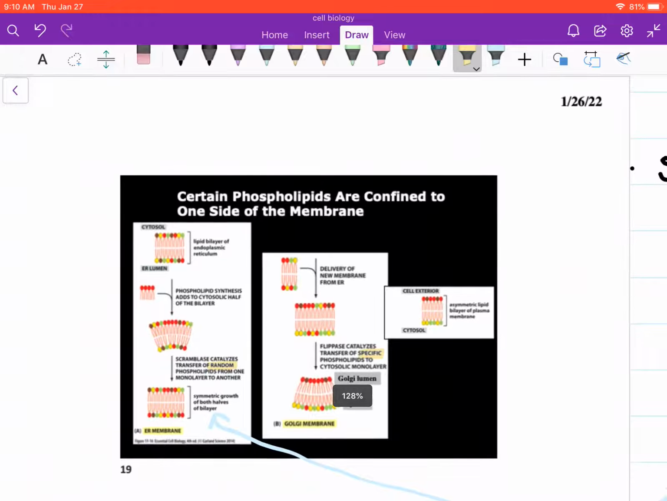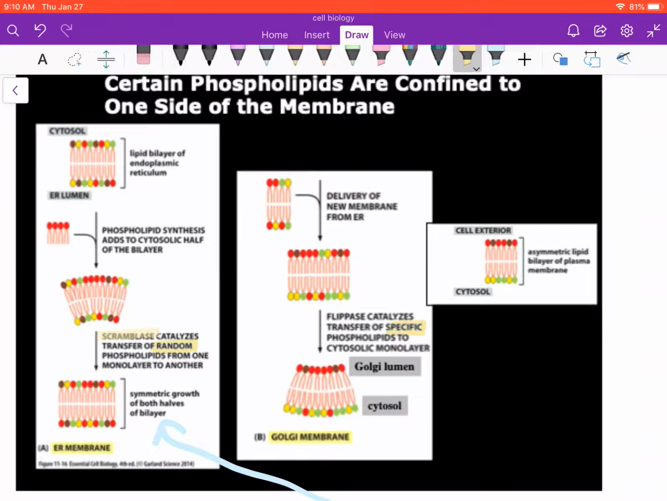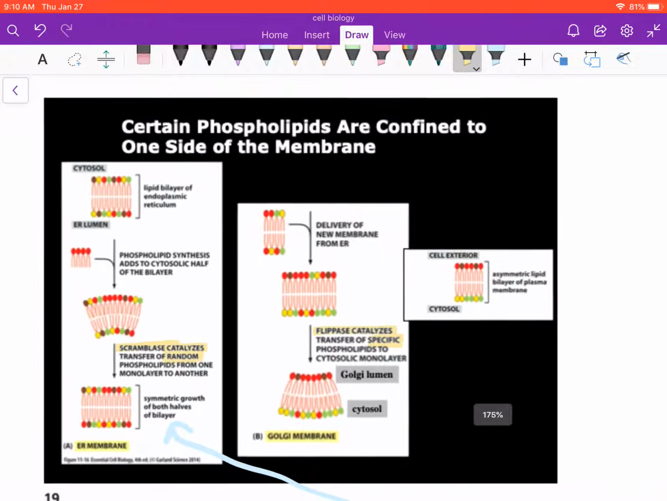But we're saying naturally, like say in the nuclear membrane or somewhere else, like in the plasma membrane where this orientation is already established, it's going to be really rare for this to happen. So it's rare in the plasma membrane, but not in the Golgi. Is there another question?